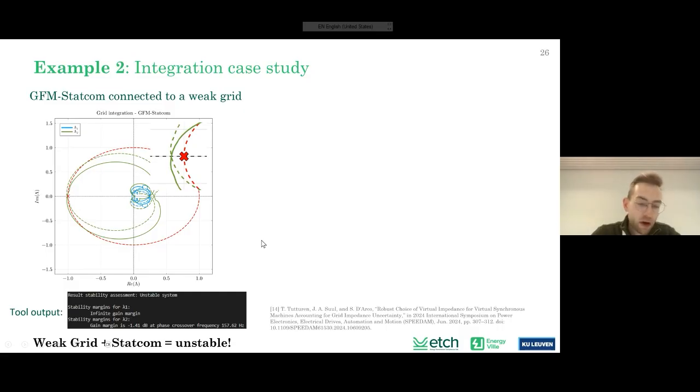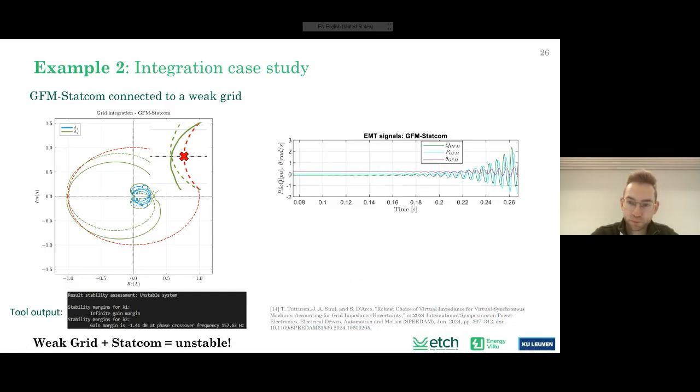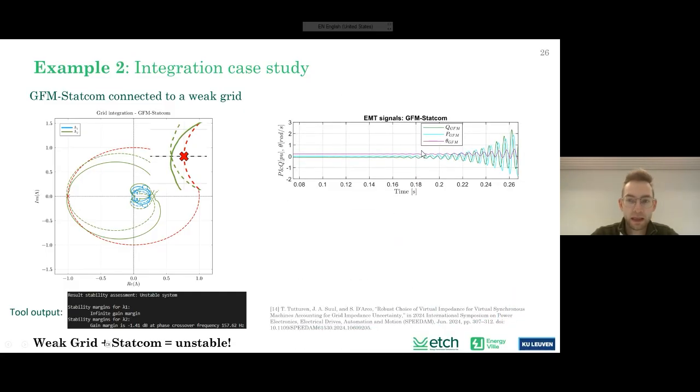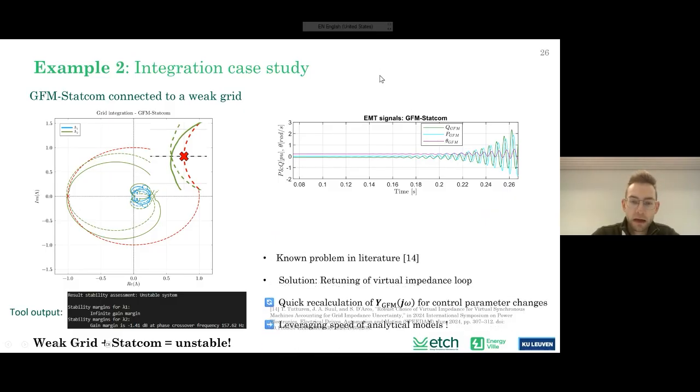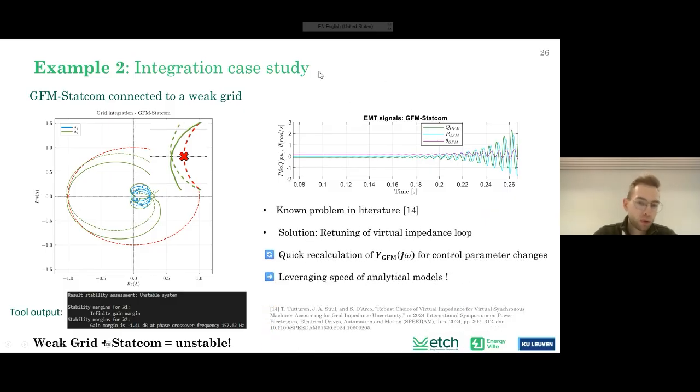So weak grid plus StatCom, not good, is unstable. And this is also proven here in EMT. What you see here is actually a well-known problem, and you see it in literature. When you have a grid forming StatCom with, in this case, a virtual impedance, and you connect it to the weak grid, then you have to be careful how you tune your virtual impedance in order to keep the system stable.